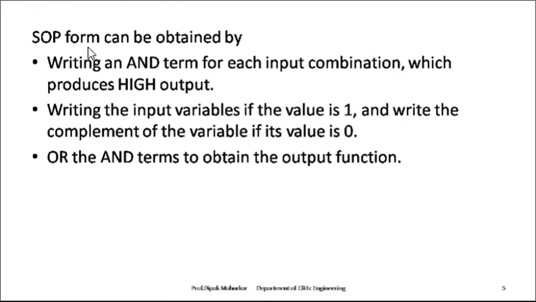Now the SOP form can be obtained by writing an AND term for each input combination which produces high output. What is important is each input combination which produces high output. Write the input variable if the value is 1, and write the complement of the variable if its value is 0. Then OR the AND terms to obtain the output function.